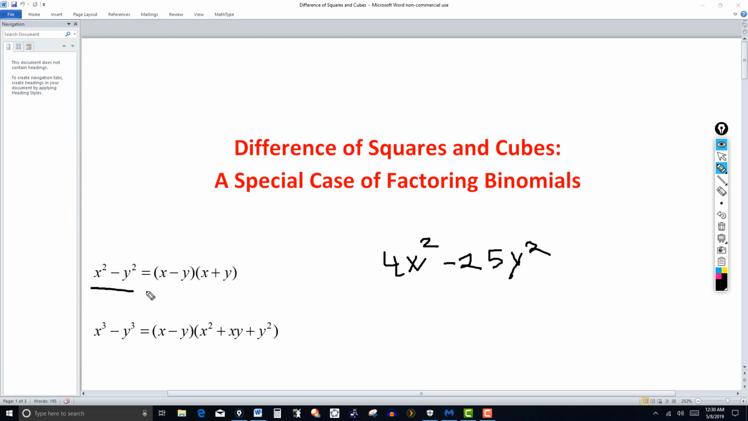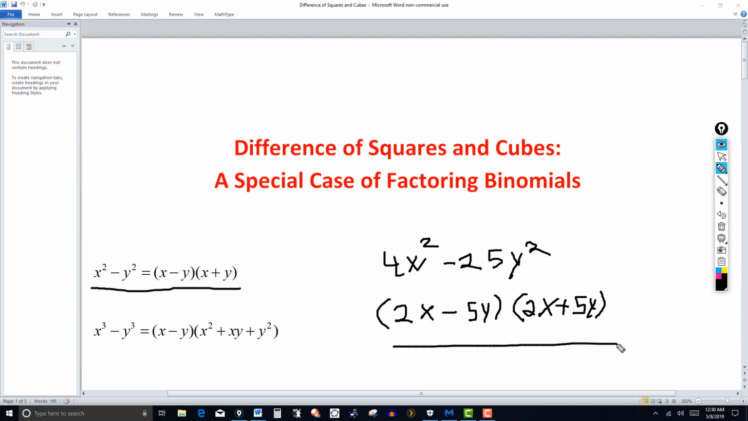25y squared is a perfect square. So according to this first formula here, we should factor this into the difference of the square roots. The square root of 4x squared is 2x. The square root of 25y squared is 5y. So according to the formula then, this should factor into the difference of 2x minus 5y and 2x plus 5y. Okay, and that's the factorization for that one.